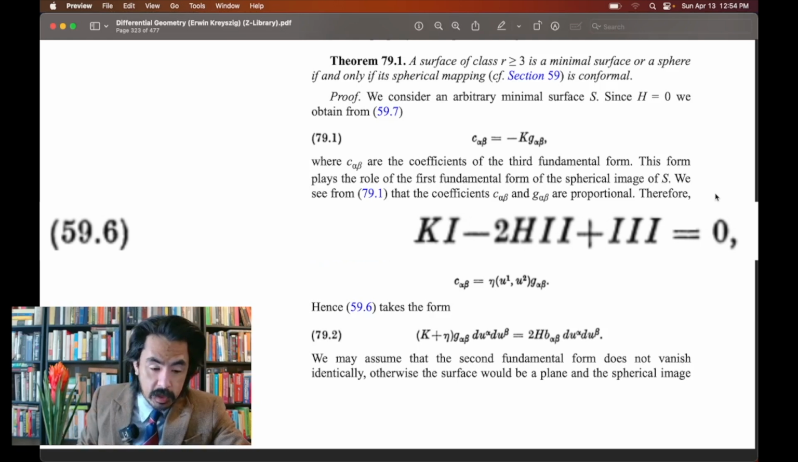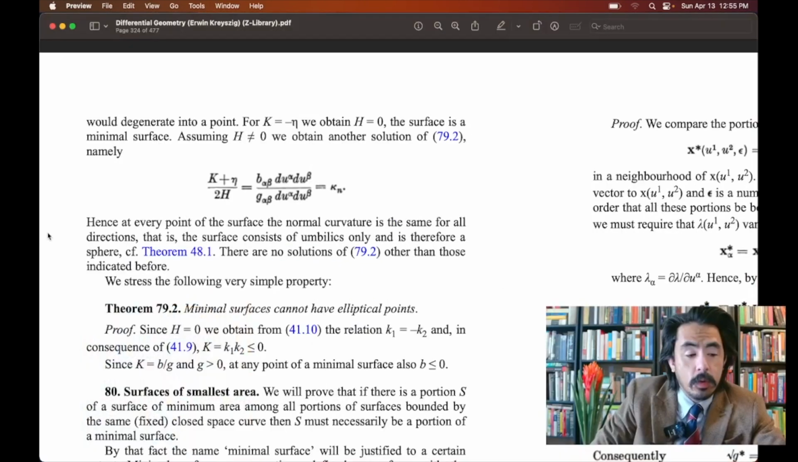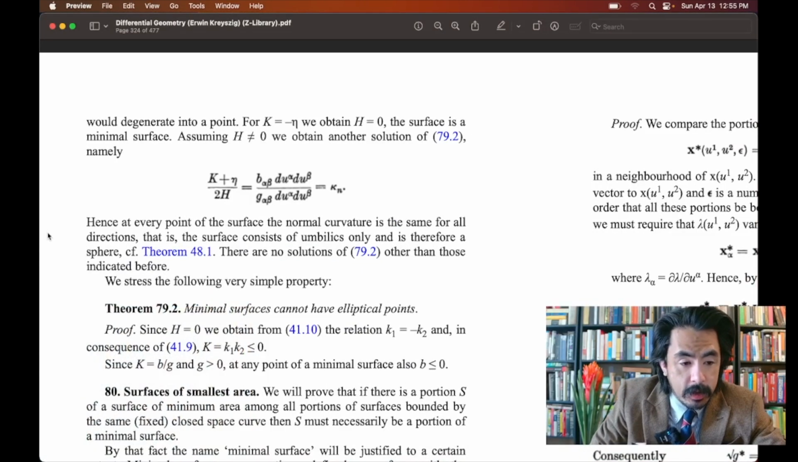So this then takes the form: the quantity capital K plus eta, times g sub alpha beta du alpha du beta, equals 2 times capital H, times b sub alpha beta du alpha du beta. We may assume that the second fundamental form does not vanish identically. Otherwise, the surface would be a plane and the spherical image would degenerate into a point.